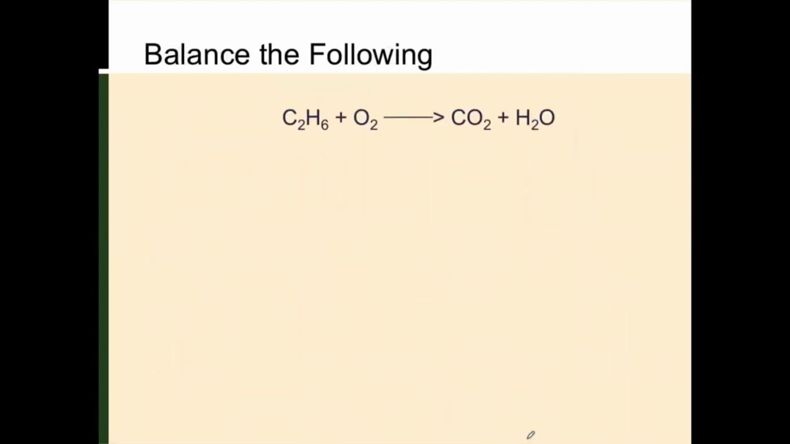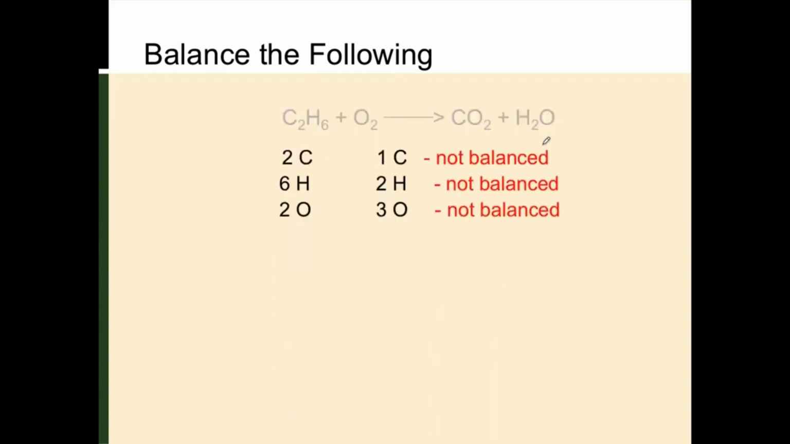Okay. So what we did there was we balanced this equation. So we had 2 ethanes plus 7 oxygens gives us 4 carbon dioxides plus 6 waters. What was happening there was it was not balanced in any way. We had 2 carbons on our reactant side and 1 carbon on our product side. We had an unbalanced number of hydrogens, and we had an unbalanced number of oxygens.